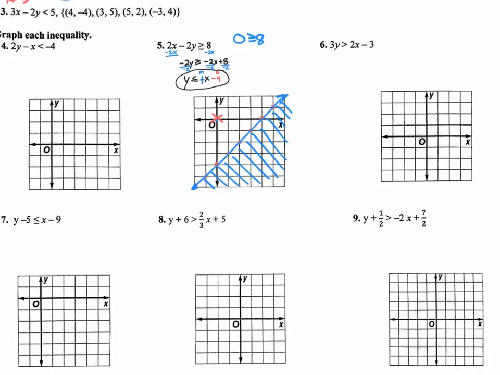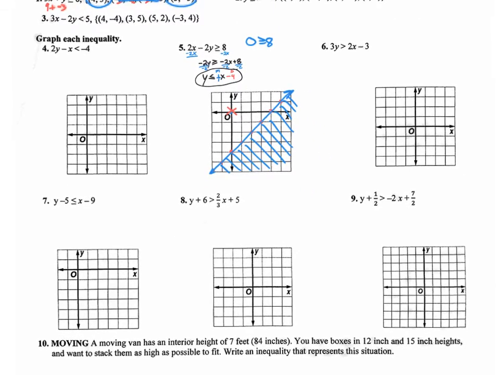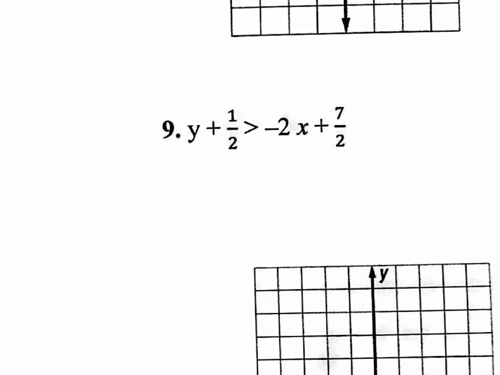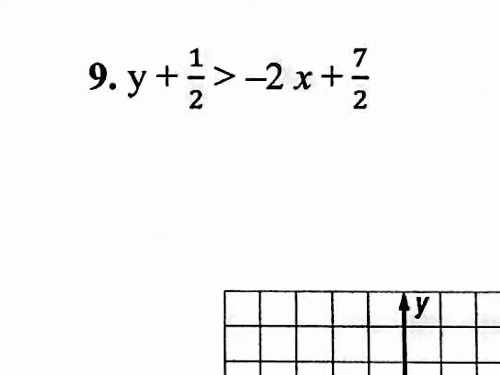Pick one. 9. Oh, dang. That's an ugly one. It's ugly. What's ugly about this one? Fractions. I guess we could temporarily get rid of fractions by multiplying everything by what? By 2? How about that? Let's try it. Let's see what happens. Let's mess with this guy.